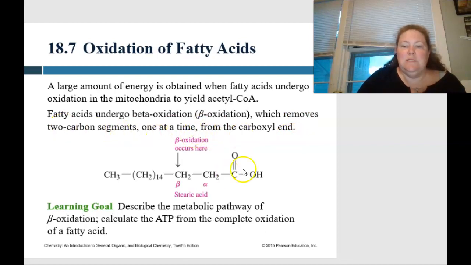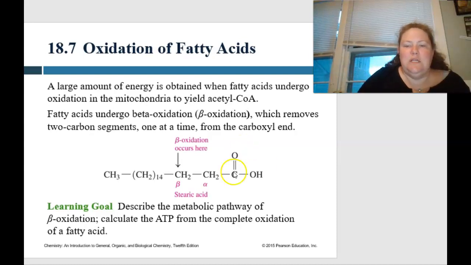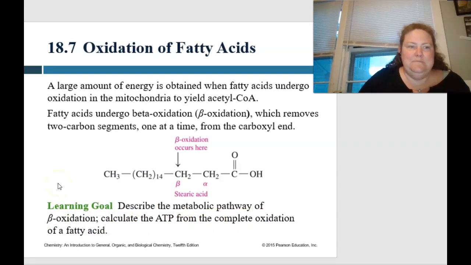carboxyl end. Okay, so I say "chew 2 off the CHO end," because this in my brain registers as CHOO instead of COOH. Regardless, you take 2 carbons off the carboxyl end. You chew 2 off the CHO end. So let's learn how to describe the metabolic pathway of beta oxidation, and calculate the ATP for the complete oxidation of a fatty acid.